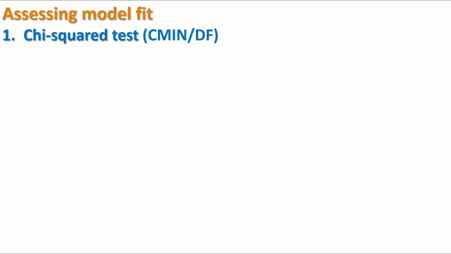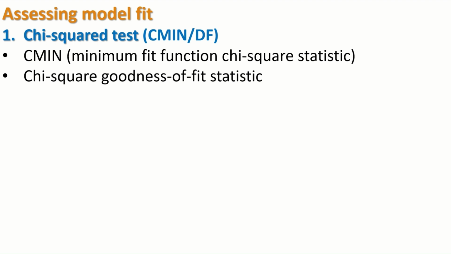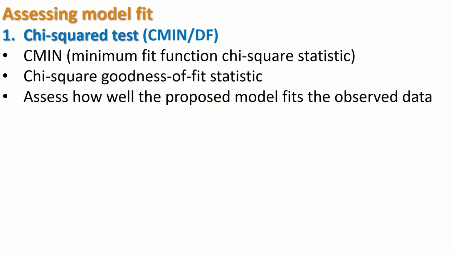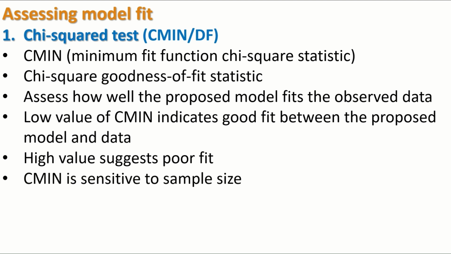To assess the model fit, first of all, perform the chi-squared test. As shown here, the CMIN is the minimum fit function chi-square statistic. The chi-square goodness of fit statistic is performed to assess how well the proposed model fits the measured or observed data. So a low value of CMIN indicates good fit between the proposed model and the data. High values, on the other hand, suggest a poor fit.